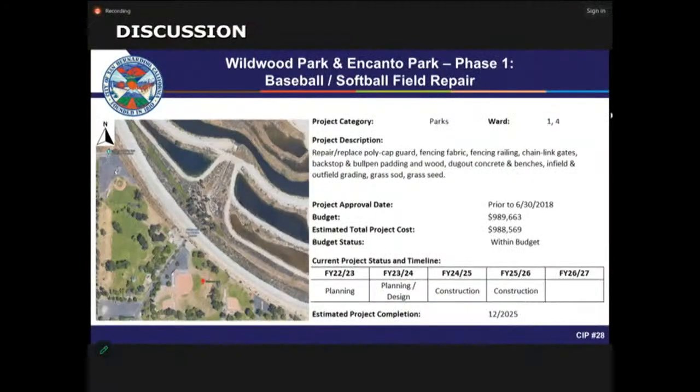So what we're looking at is $1 million then for just this phase, which is the planning and design? Essentially, that is the goal, yes. And construction will need additional funds. In order to address all the 4 fields in Wildwood and the additional fields in Encanto, we will likely need some additional funding. Okay, all right, thank you.